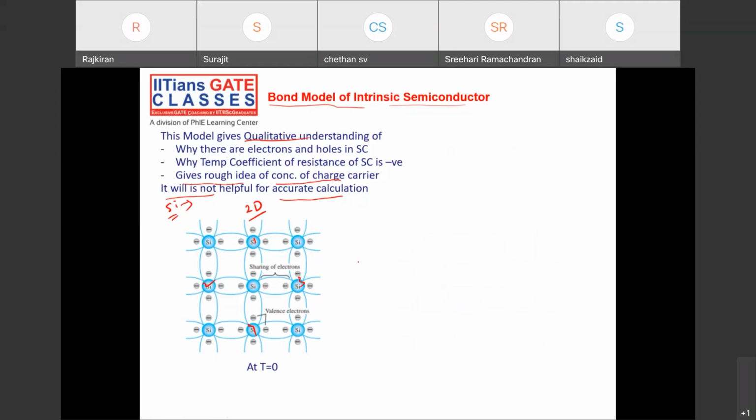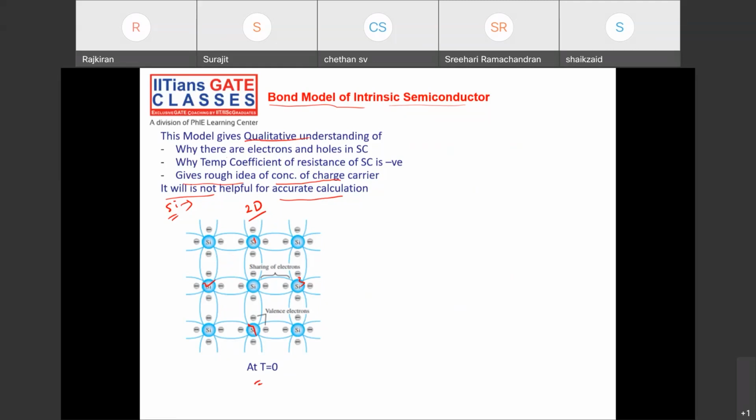So this is the two-dimensional picture of a silicon crystal. Here you see there are four bonds to each silicon atom. And at T equal to 0, all the bonds are bonded, so all the electrons are bonded. No electron is free. Even though there are electrons, they are bonded, so they are not free. Since they are bonded, they are not available for conduction. That's why it behaves like an insulator. Clear, guys?